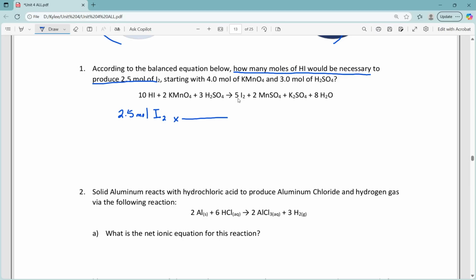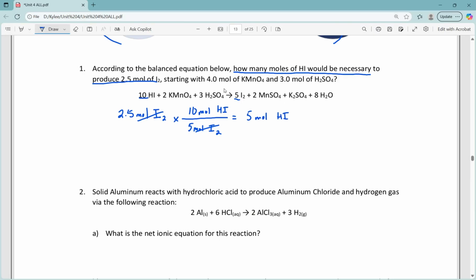If I look at the coefficient for iodine, it is a 5. What that means is that 5 moles of iodine would be produced, and so iodine and iodine can cancel. Then they want to know, relative to HI, how much would be needed. So I'm going to put HI in the top, and then multiply 2.5 times 10, which is 25, and then divide by 5 in the bottom. So to answer the question, I would need 5 moles of HI.